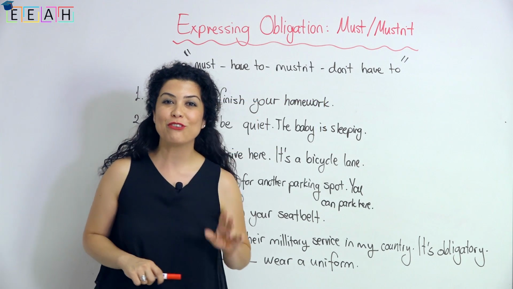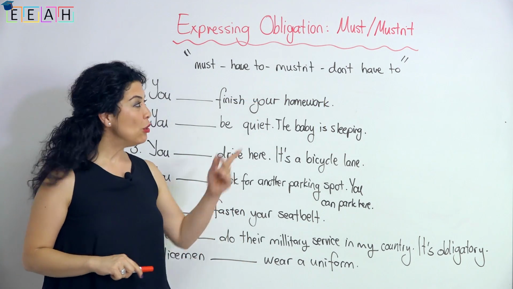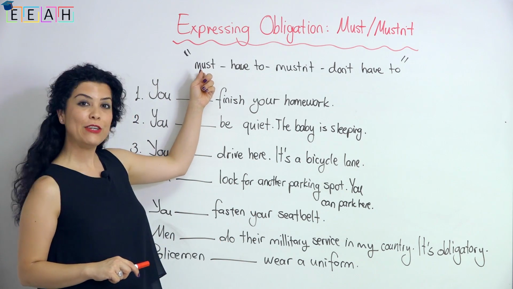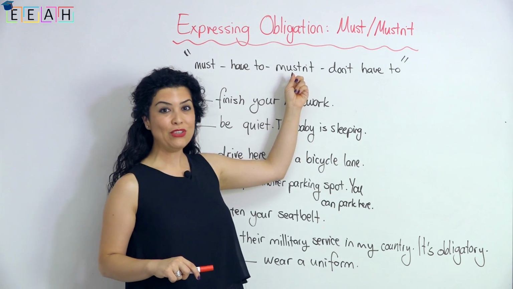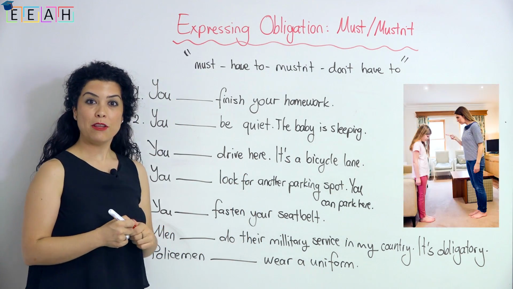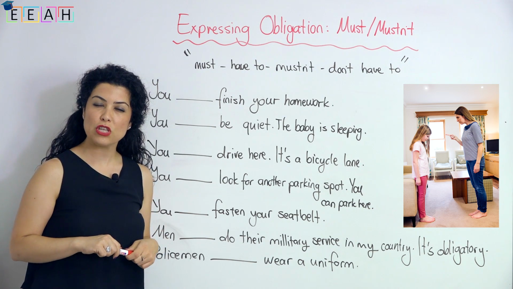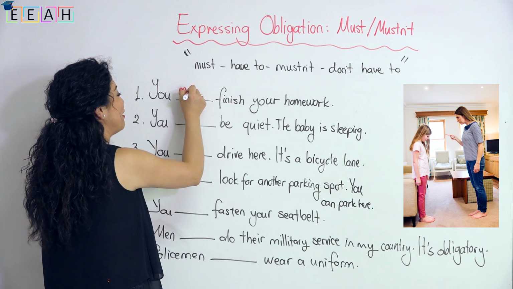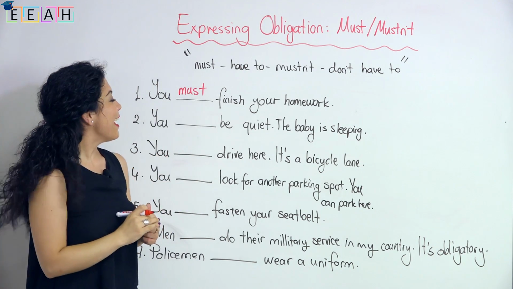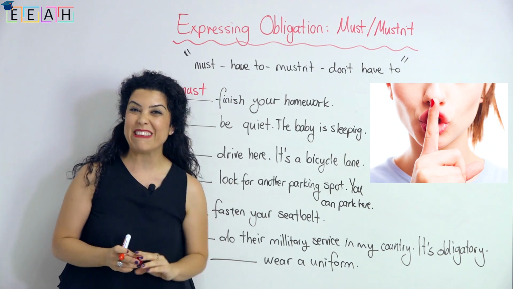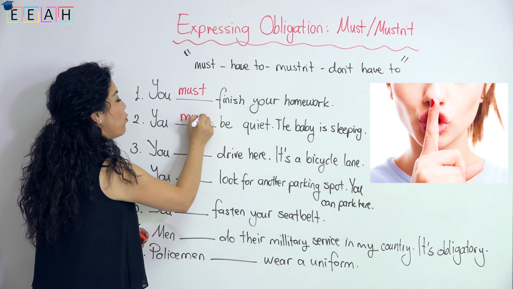Are you ready for the final practice of the day? Look at the pictures and complete the sentences using must, have to, mustn't, or don't have to. Number 1, look. The mother is talking to her daughter. She says, you must finish your homework first. Yes? You must. Okay? And the second one, you must be quiet. The baby is sleeping, so you must be quiet.